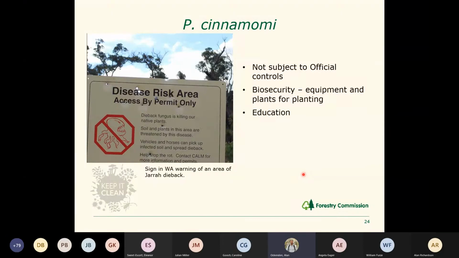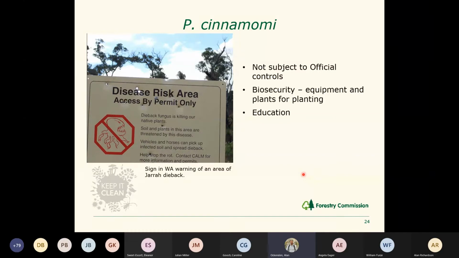So it's not subject to any official controls with regards to statutory plant health notices. Again, looking at distribution globally, within GB, and also at the host range and the period of time it's been here, we're not going to effect any wide-scale control. It's more about thinking about biosecurity with regards to equipment, as I was saying, removing all that organic material and debris, and also plants for planting as well. And also things like this, making people aware of what it is.